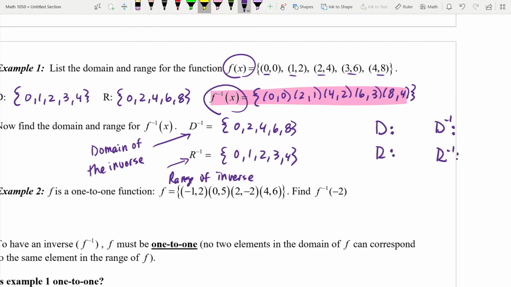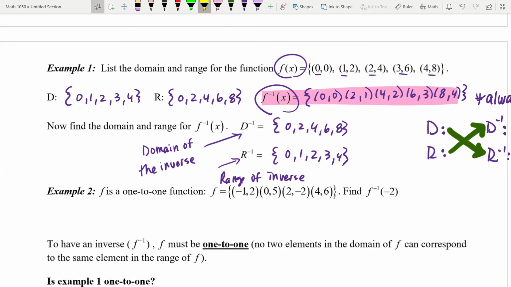So take your pencil. This is super important. Draw an arrow from the domain of the original to the range of the inverse, and then from the range of the original to the domain of the inverse. They will always be the same. Let's write that down: always the same. The things that have arrows to each other will always be identical. Big thing you need to understand.